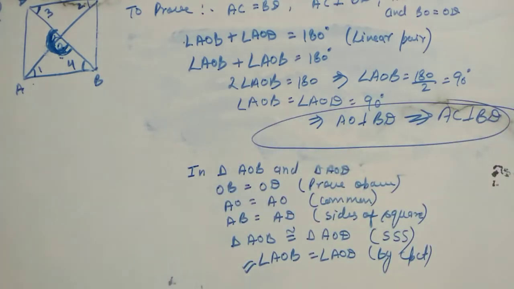So what have we proved? All the things we have proved: the diagonals are perpendicular, the diagonals are equal, and they bisect each other. So we conclude that the diagonals of a square are equal and bisect each other at 90 degrees. In the next video we will discuss our next question. Thank you.